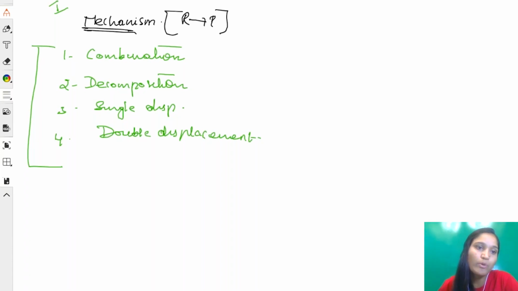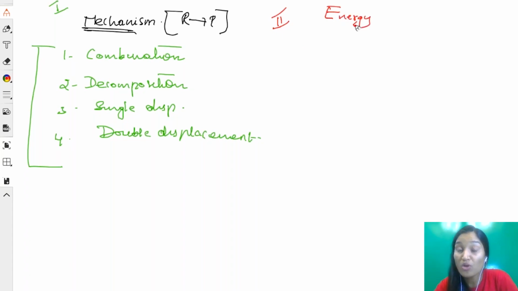The second important classification that we are going to learn under our syllabus is classification of chemical reactions based on energy. I hope you all remember the universe is made up of two things: one is matter and the second one is radiation. Radiation is nothing but energy, isn't it? So based on energy changes from the reactants to products, chemical reactions can be classified into two types.